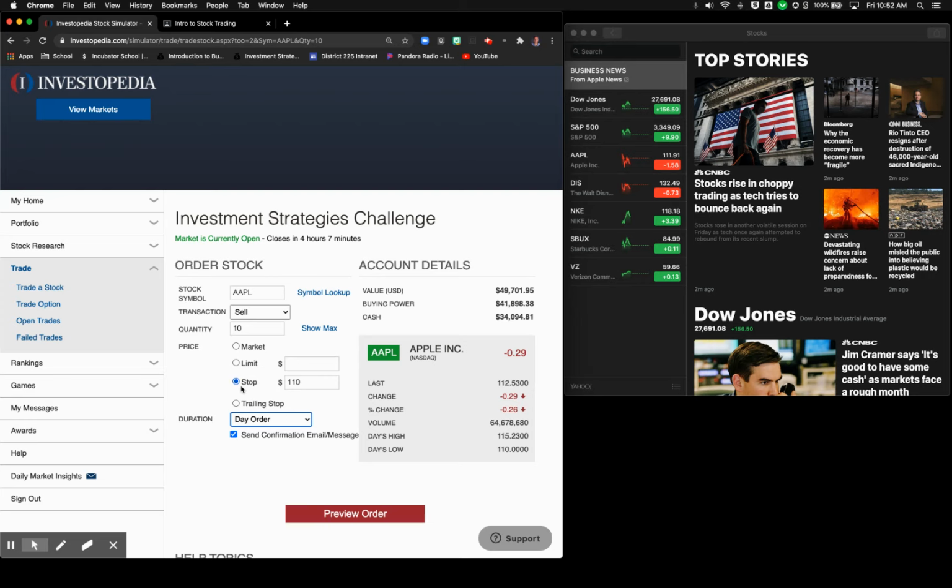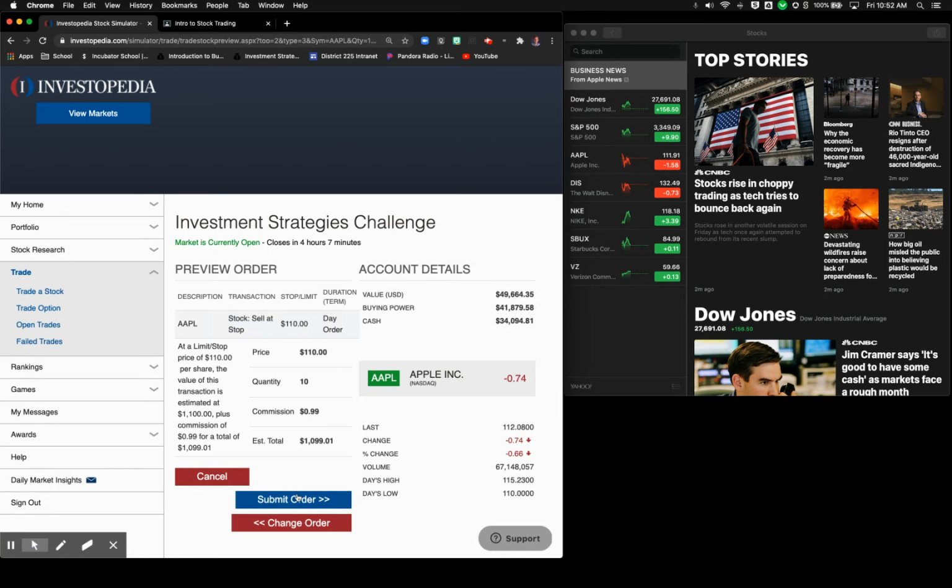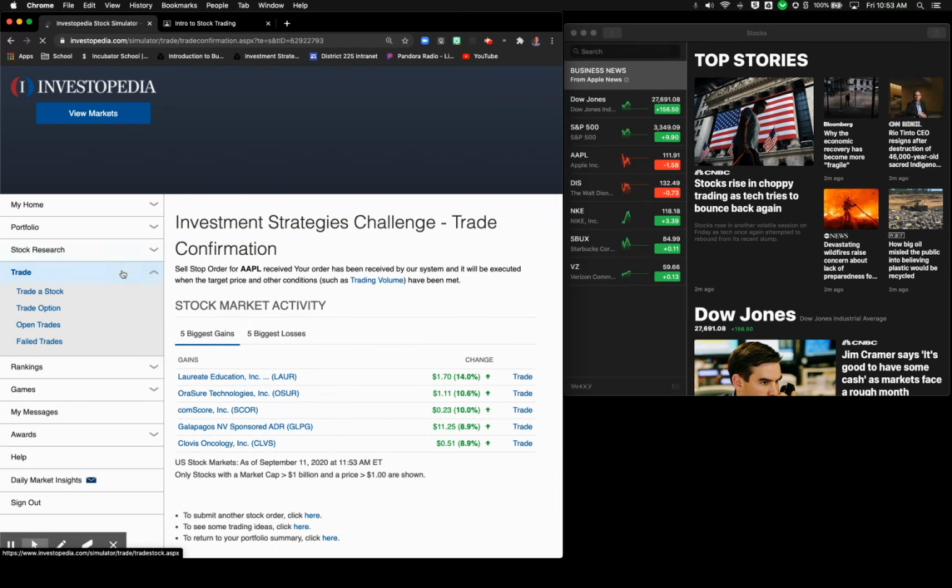Now, the other thing that I can do, and this is where we pay a little bit more attention to the amount of money that we have committed to each stock, is I could also put in what's called a trailing stop, where if the stock goes below a certain percentage of its current market price or below a certain dollar amount, I want to execute a trade. So it's essentially the same thing. But if we're dealing with percentages, a lot of times we're looking at how much money you actually want to lose from a percentage standpoint as opposed to a dollar amount. So I'm going to set a stop order for $110 for all 10 shares. Okay. And then it gives me the preview, and then I'm going to go ahead and submit that order.